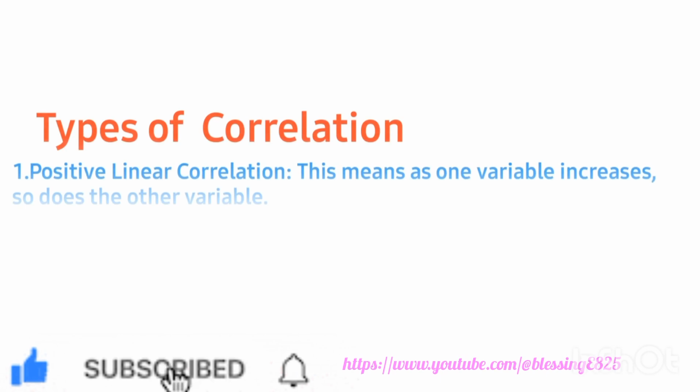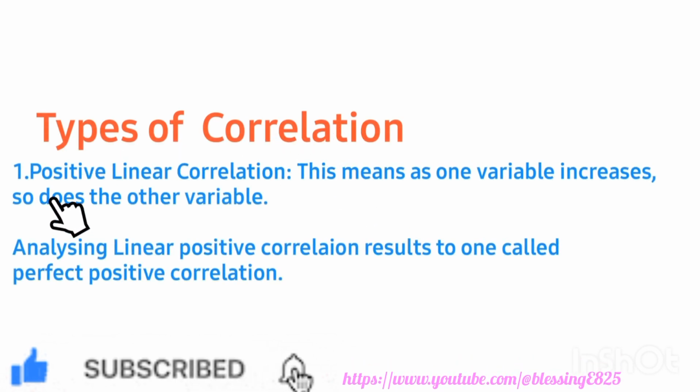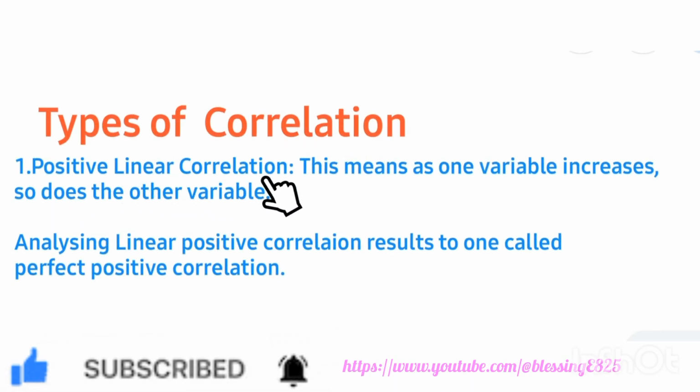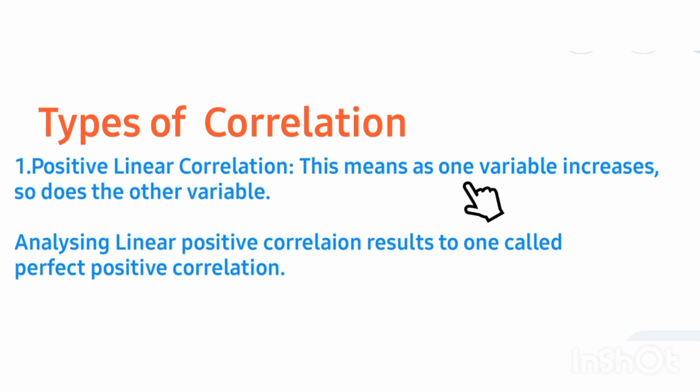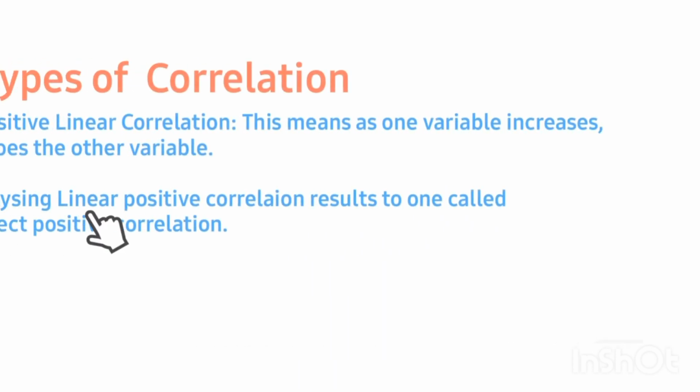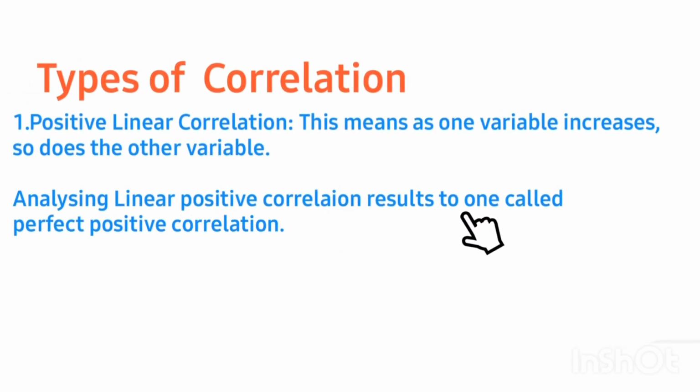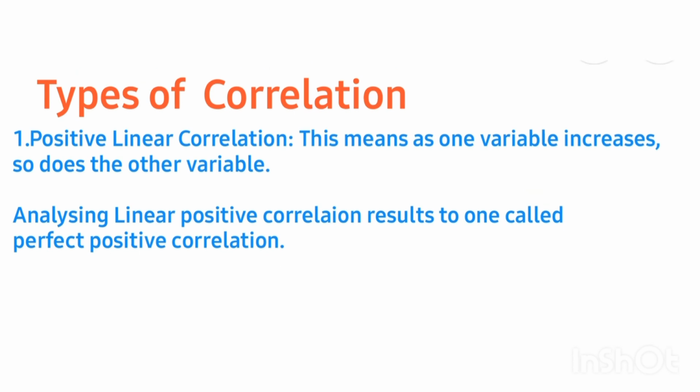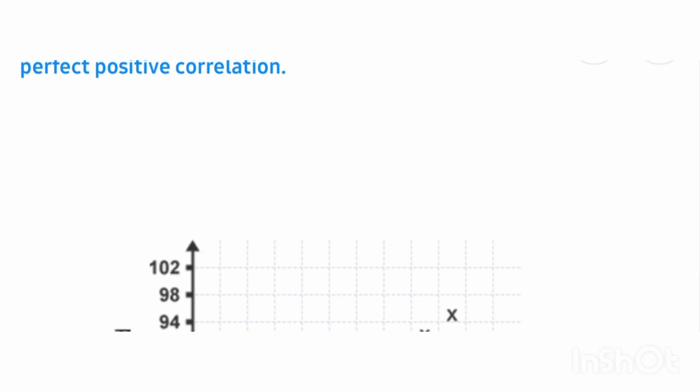Let's take a look at various types of correlation. We have the first one, positive linear correlation. This simply means as one variable increases, so does the other variable. That is to say that the two variables move in the same direction. Analyzing linear positive correlation results in one called perfect positive correlation. Let's take a look at the graph of linear positive correlation, and here we go.